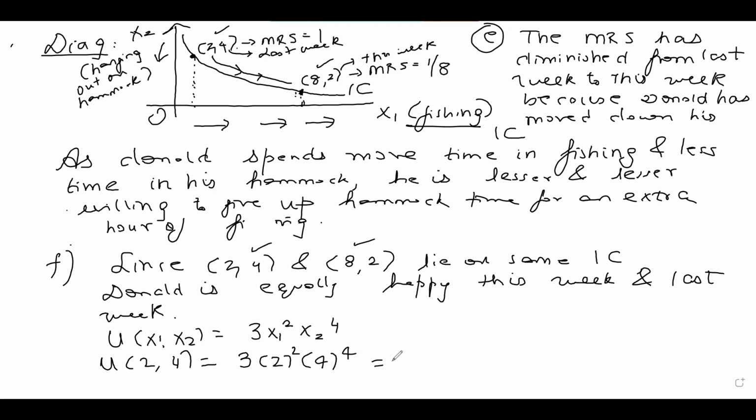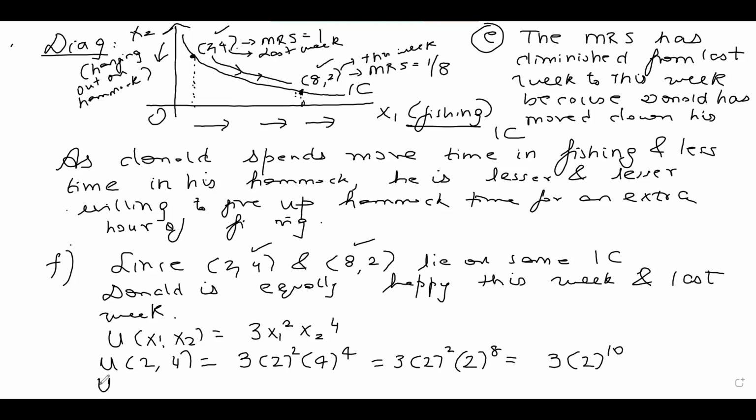Which I can also write as 3 times 2 squared, and 4 I can write as 2 squared. So this I can basically write as 2 to the power 8. And this is 3 times 2 to the power 10. I'm using the power rules basically.